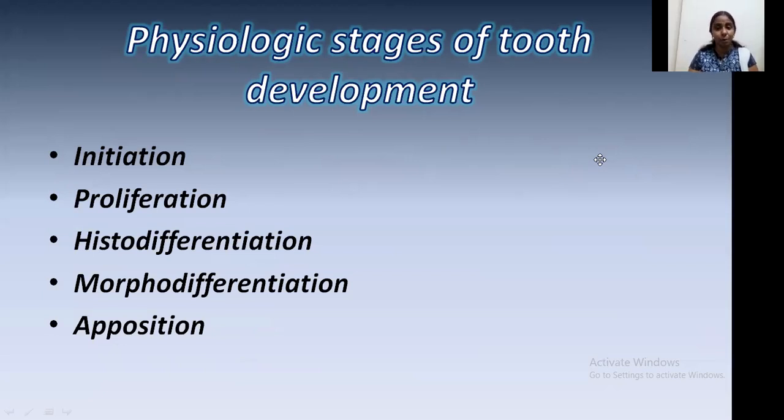Morphologically, stages of tooth development are divided into bud stage, cap stage, and bell stage, depending upon the shape of the enamel organ. Physiologically, stages of tooth development are initiation, proliferation, histodifferentiation, morphodifferentiation, and apposition. There are many important MCQs based on these concepts. So, highlighting on those MCQs will move the class further.